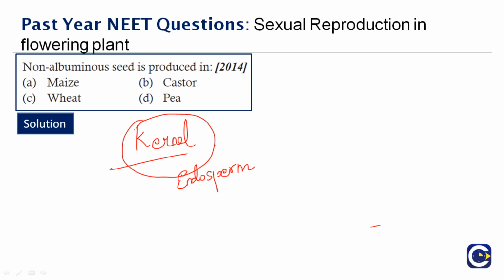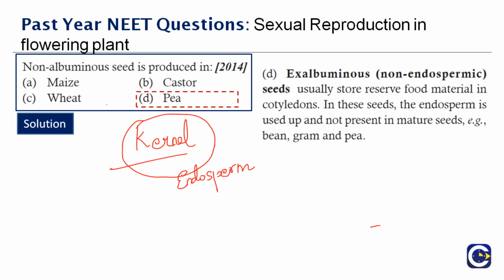So albuminous seeds refers to the seeds that retain some part of the endosperm, while non-albuminous seeds refers to those seeds that consume their entire endosperm during the embryonic development. And you can take some examples of non-albuminous seeds: peas, groundnut, and all that. Therefore, the right answer to this question is option D, pea.